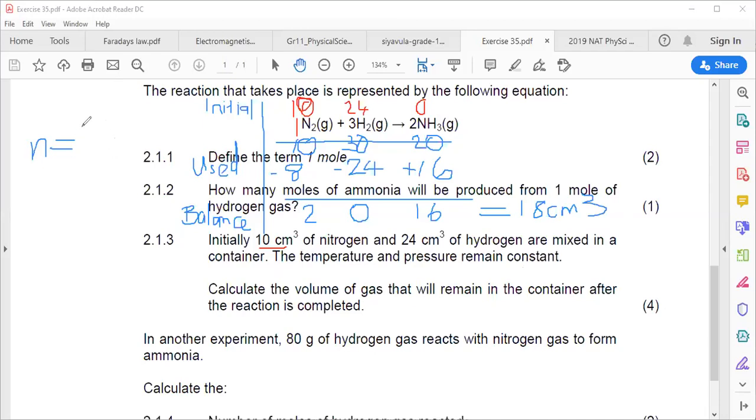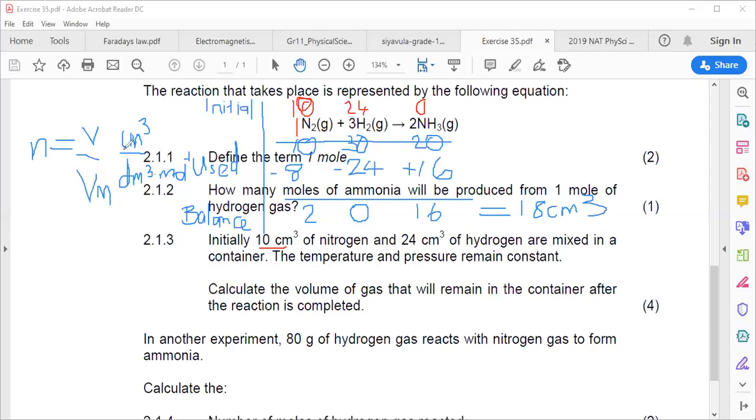We only convert because in our formula, we've got V over Vm. If I don't convert, here I'm going to have cubic centimeters, and at the bottom, I'm going to have cubic decimeter. So these two cannot cancel, because my answer must come up with moles. And molar volume, I know it's cubic decimeter per mole. There's a per mole here. So I need these two to cancel so that my answer remains moles.